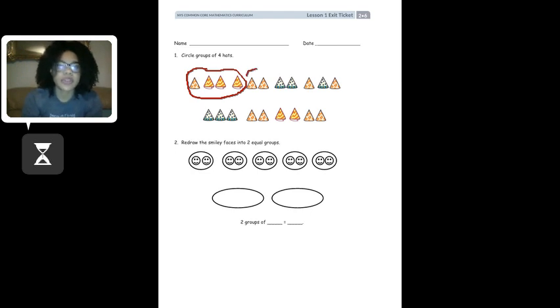So now let's go. 1 hat, 2 hats, 3 hats, 4 hats. Now I have 2 groups of 4 hats, and they're equal, right? Because I have 4 in the first group, and then I have 4 in the second group. So let's do this again.